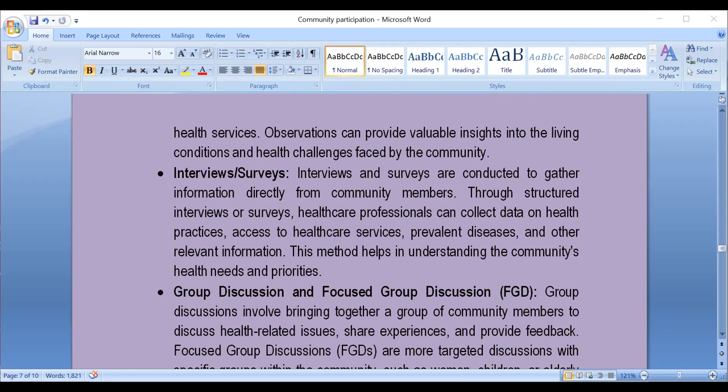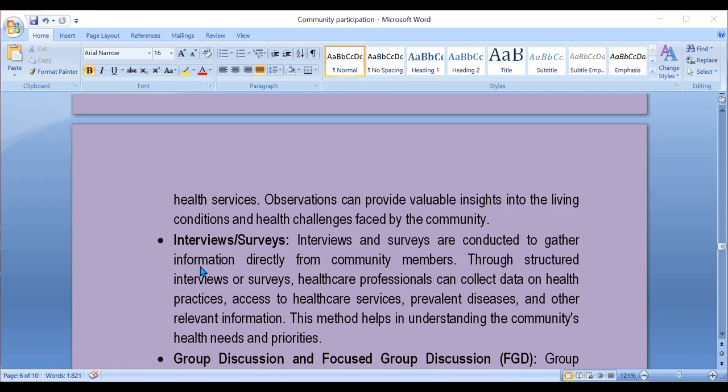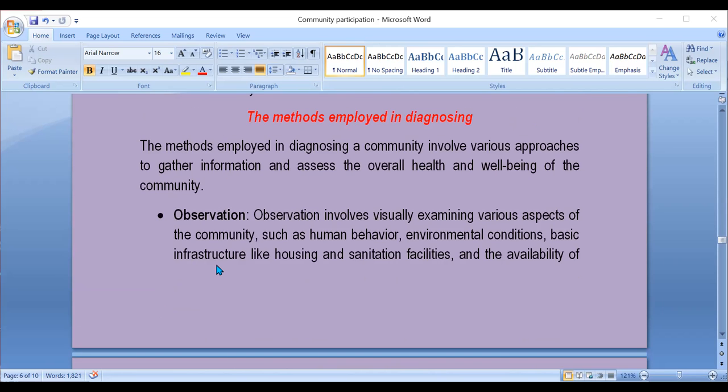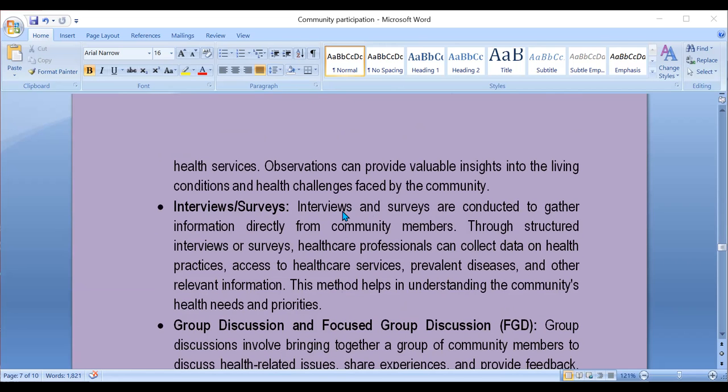Another method employed in diagnosing the community is the interview. Like in clinical care, where you deploy radiological investigation, laboratory investigation, physical examination, and history taking, that's the same way you are going to deploy various methods here, such as observation, interviews, and surveys. You are going to conduct interviews and surveys, like a questionnaire, to gather information directly from the community members. This can be through structured interviews or surveys.